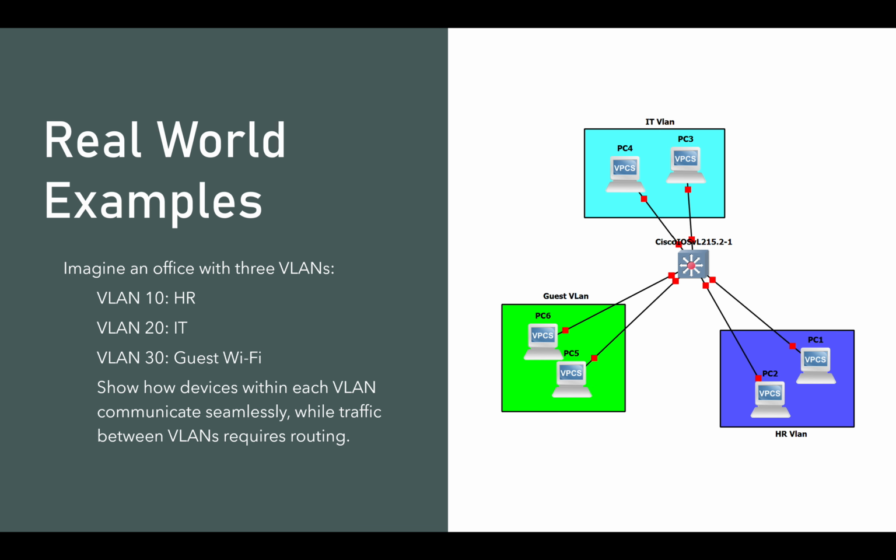Real world example, pretty straightforward, just like I talked about before. A company has HR, IT, guest Wi-Fi, user VLAN, server VLAN. You can segregate a bigger network into tiny little networks, and then have improved security and protect data that way. A lot of companies do that. All enterprises will be using VLANs. The bigger the company, the more VLANs they're going to have.